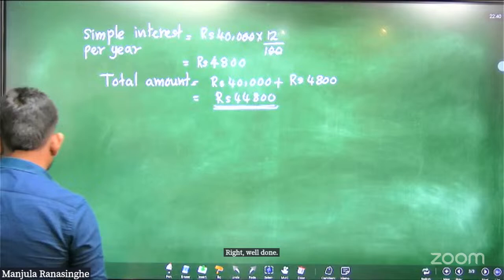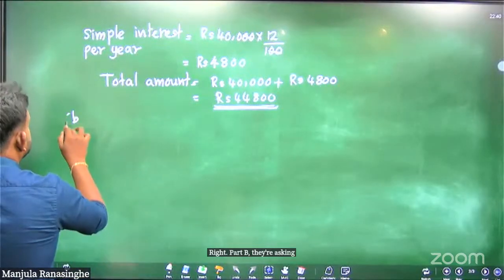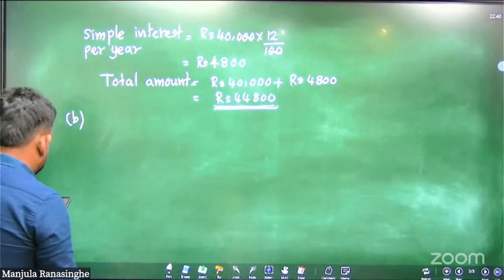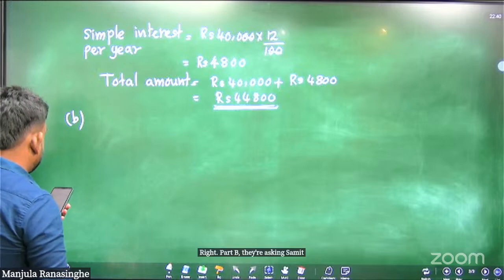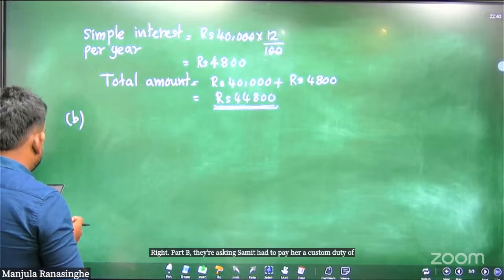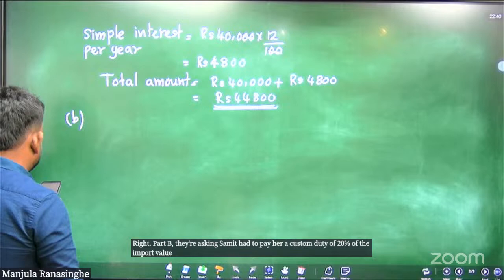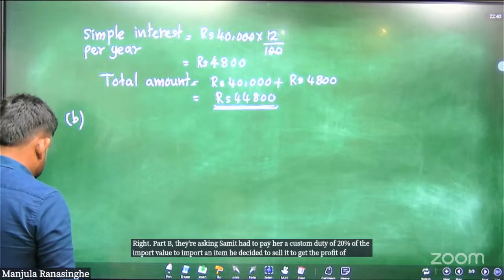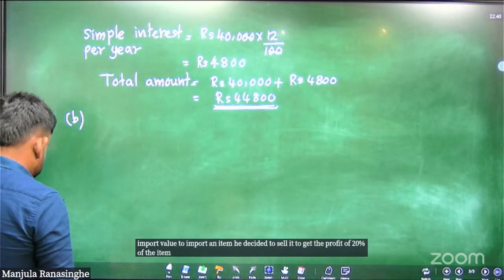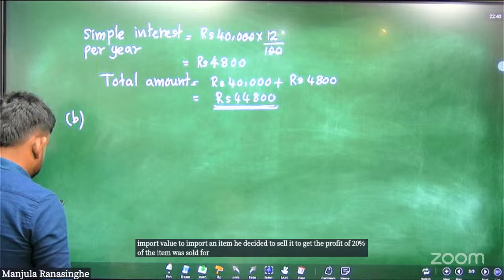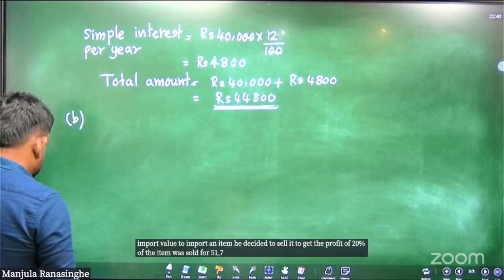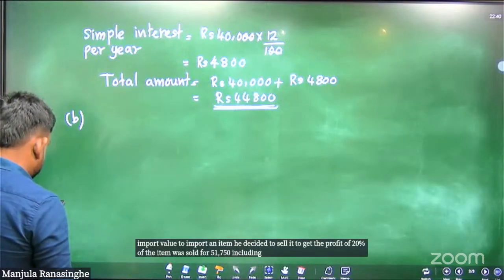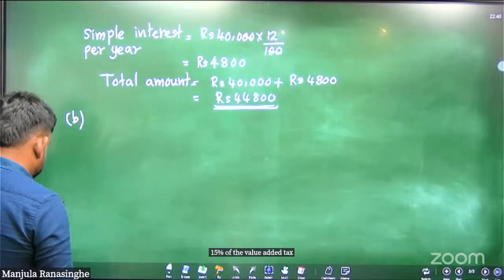Right, part B, they're asking, Samit had to pay a custom duty of 20% of the import value to import an item. He decided to sell it to get the profit of 20%. The item was sold for 51,750, including 15% of the value added tax. Find the import value of the item.